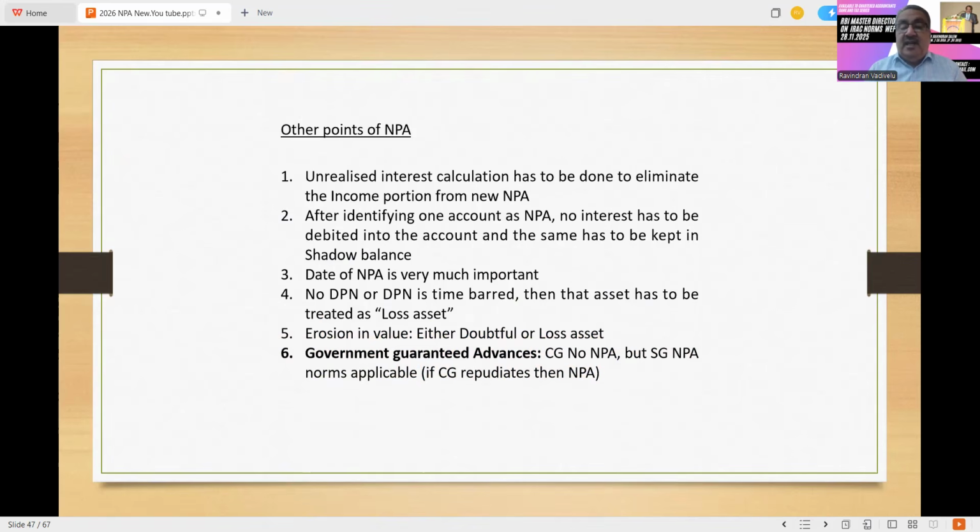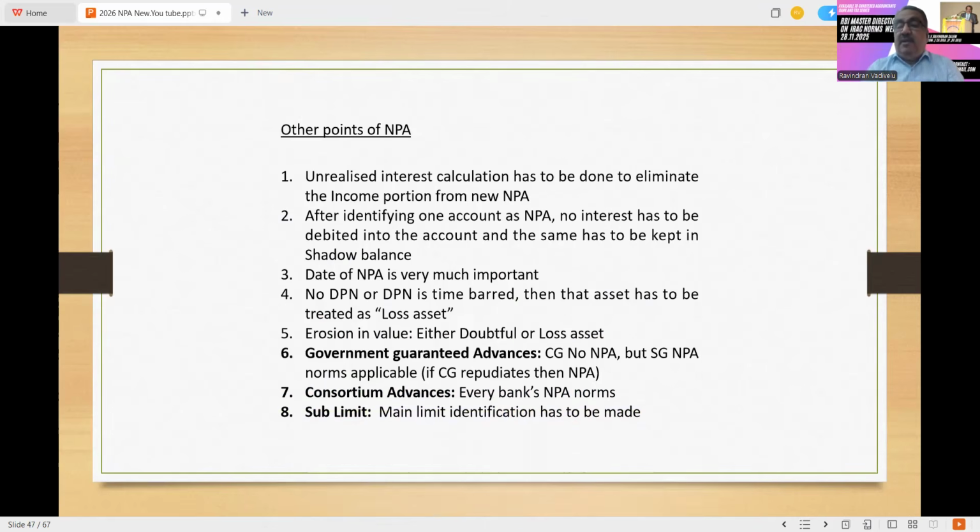And point number 6, a government guarantee given by the central government is not NPA, but with reference to state government, all the NPA IRAC norms are applicable. Then regarding consortium advances, the lead bank's IRAC, that is NPA classification, will not affect the other banks. So there are 4 banks. Suppose A bank has classified that asset as NPA, B, C, D need not follow. They have to do the working separately. This is with reference to consortium advances.